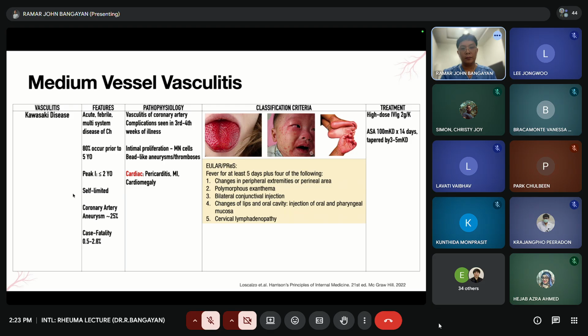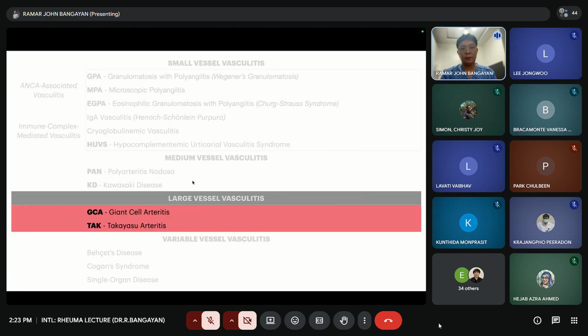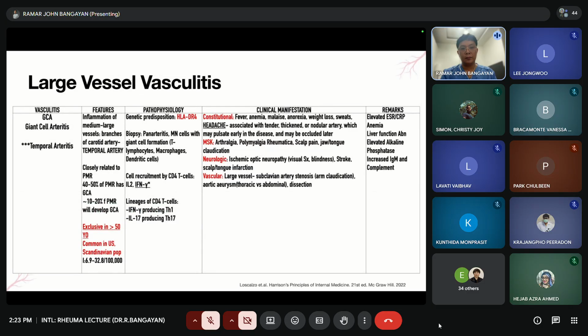Okay? So we just discussed the medium vessels. It's only polyarteritis nodosa that is clinically significant in the adult population. Now, let's move on to discuss your large vessel vasculitis. Again, this involves your aorta and its branches. What are the branches of your aorta? You have your coronary, you have your subclavian, you have your carotids. Clear? So let's start with giant cell arteritis.